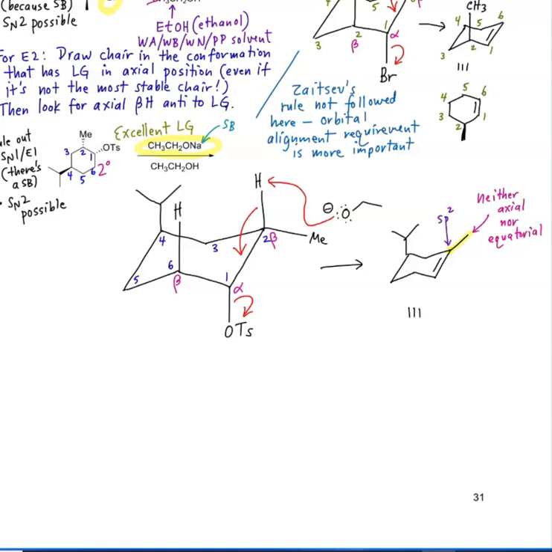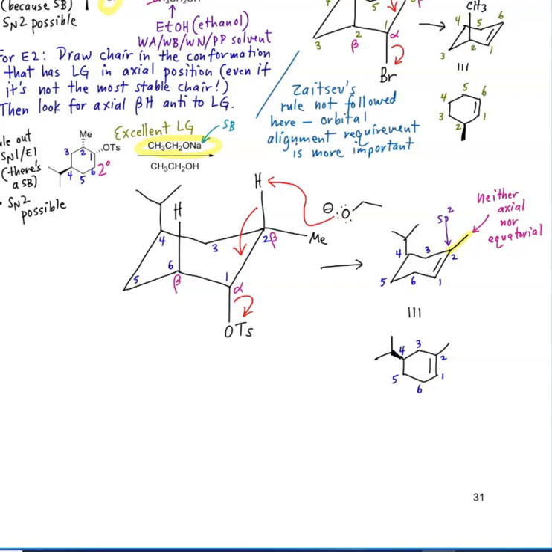So if we redraw this, using the skeletal formula, it's going to look like this. Let's go ahead and track all the numbers. 1, 2, like so.